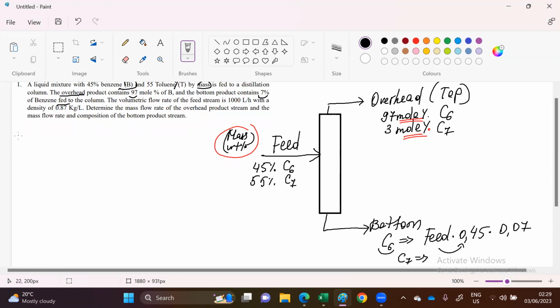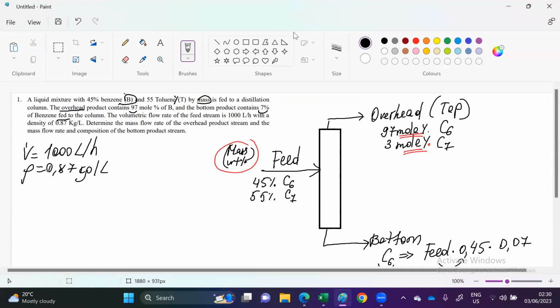The volumetric flow rate, let's denote it V dot. This is 1,000 liters per hour with a density of 0.87 kilogram per liter. Okay, the mass flow rate of the overhead product is required, and the mass flow rate and composition. It said to find all of the mass compositions, mass flow rates, and so on. So let's get started. Let me give you some more hints and also basic assumptions.